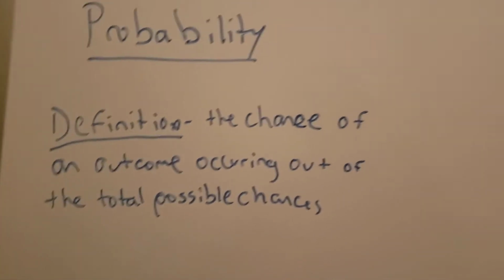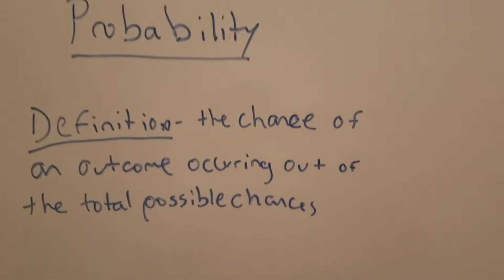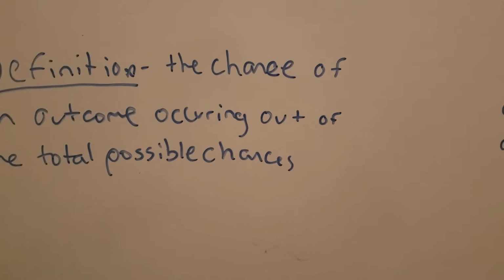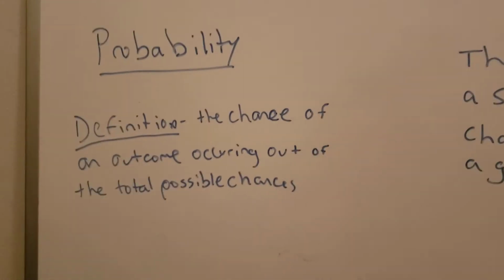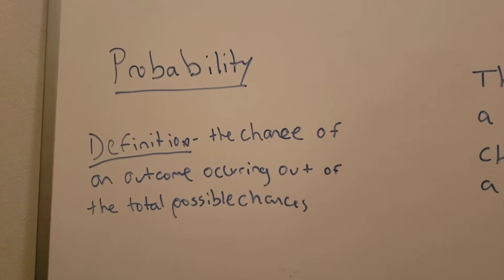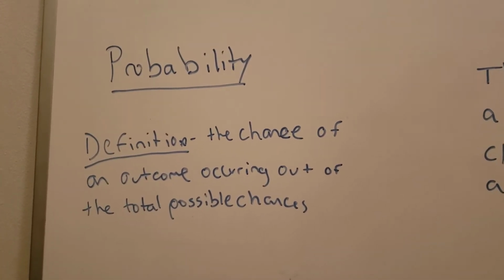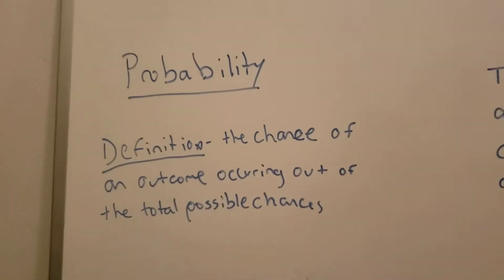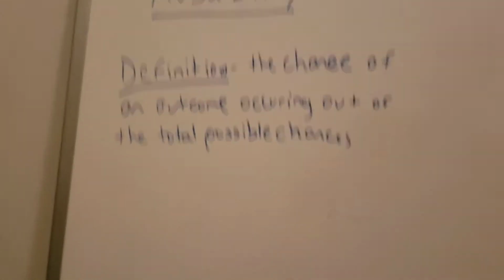Hello everybody, welcome back to Algebra, and today we're going to start talking about the basics of probability. The definition of probability is just the chance of an outcome occurring out of total possible outcomes or chances. Now a great way to show you this is by using dice.